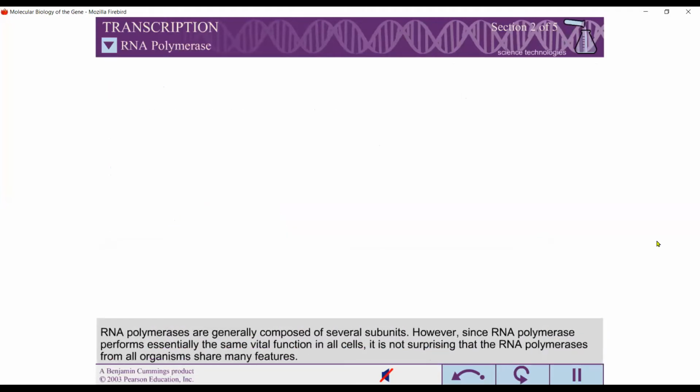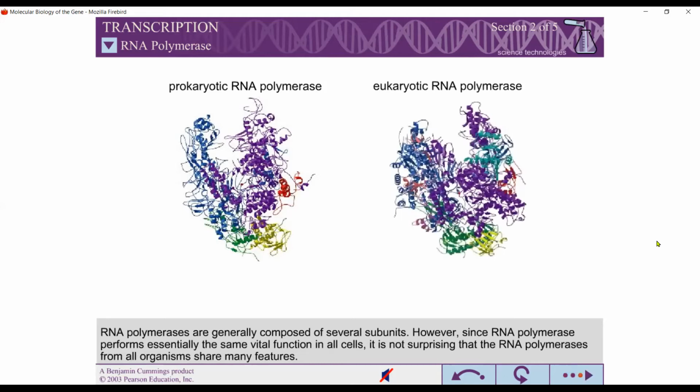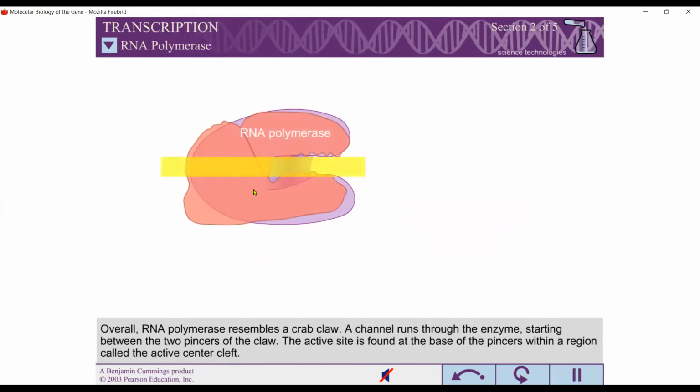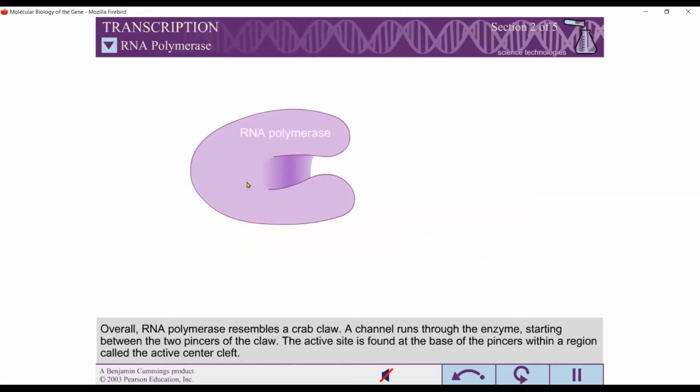So while talking about prokaryotic transcription, we had identified that the main enzyme for prokaryotic transcription is RNA polymerase. And RNA polymerase is composed of several units that we also discussed. So this is how the RNA polymerase looks. It resembles a crab's claw.